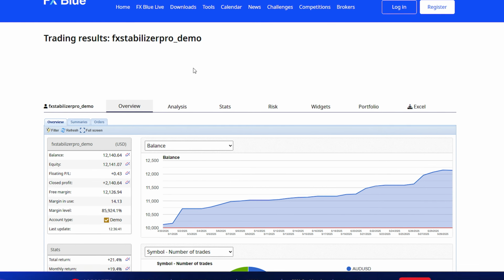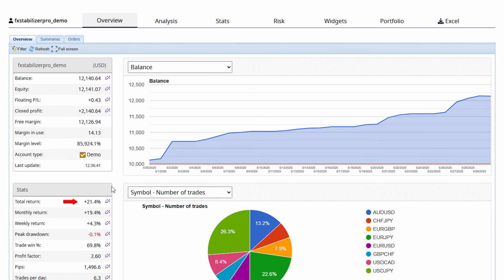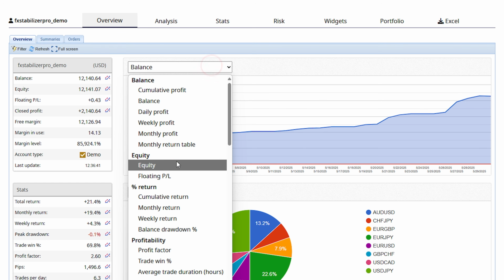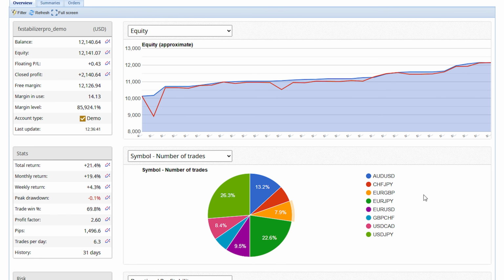If I show you the track record, you will notice that the total return is 21.4%. The balance line is really smooth, and if I switch to equity, you will notice that there was one drawdown at the beginning, but it was recovered, another one a little bit later in mid-May, and after that it's been really steadily going upwards. You will see the exposure below.